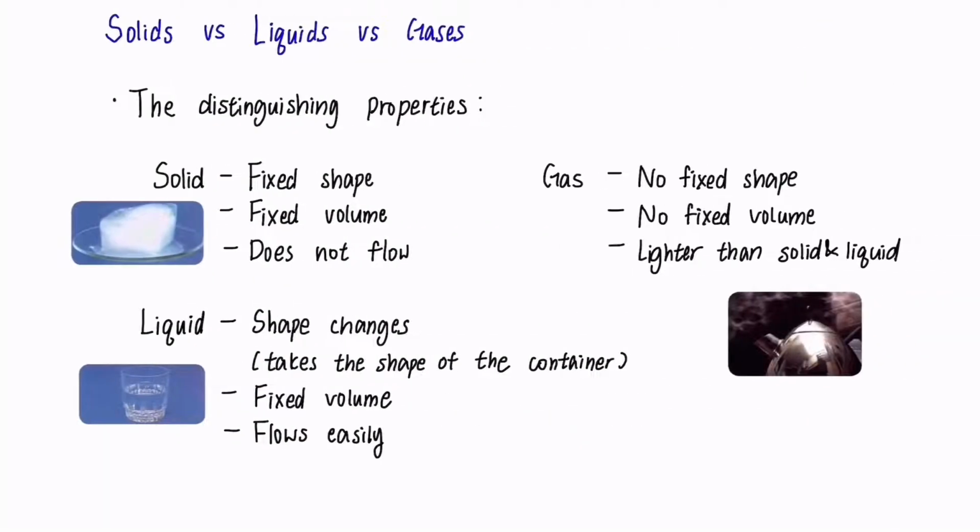We have three different states of matter: solids, liquids, and gases. We'll take a look at their distinguishing properties that are obvious enough for us to notice by just looking at them. Firstly, all solids have a fixed shape and a fixed volume. No matter where we place them, they will maintain their original shape and volume and will not flow even if they do not have a container around them.